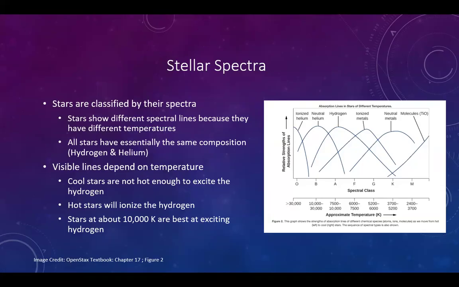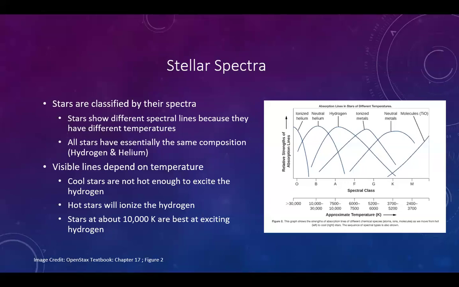So stars are defined by their spectra. They show different spectral lines because they have different temperatures. All stars more or less have the same composition, hydrogen, helium, and etc. That's the metals. And the visible lines depend on the temperatures. Cool stars are not hot enough to excite the hydrogen, so you won't see hydrogen lines. Hot stars will ionize the hydrogen, so you'll also not see hydrogen lines because ionized hydrogen doesn't really absorb anything because it doesn't have any electrons left. And stars at about 10,000 Kelvin are the best at exciting hydrogen.